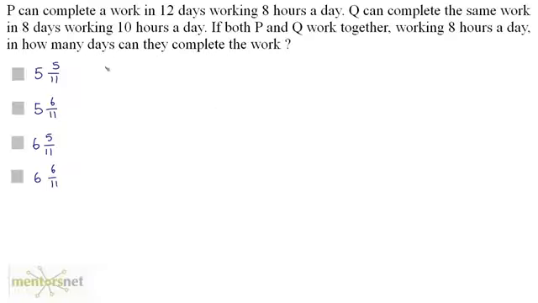Well, let us first calculate the total number of hours that P and Q require to complete their respective work. So P completes work in hours will be equal to 12 days working 8 hours per day. So 12 times 8, and that is equal to 96 hours. In the same way, the total time taken by Q to complete its work will be 8 days working 10 hours per day.